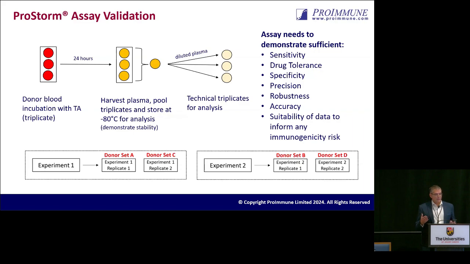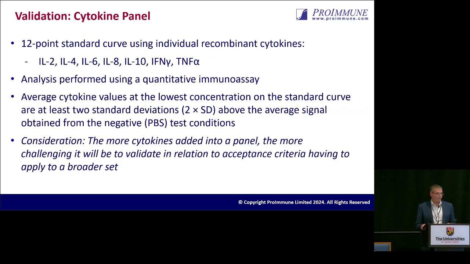So the validation steps are required to demonstrate sufficient sensitivity of the assay, drug tolerance, specificity, precision, robustness, accuracy, and of course, suitability of the data to inform any potential immunogenicity risk. So what we do is, first of all, the cytokine panel that we're looking at in the plasma are a 12-point standard curve that we generate using individual recombinant cytokines. So this is what we establish to define the measurement of the cytokines in the samples that we're going to be using. So we are looking at IL-2, 4, 6, 8, 10, interferon gamma, and TNF-alpha in our standard panel.